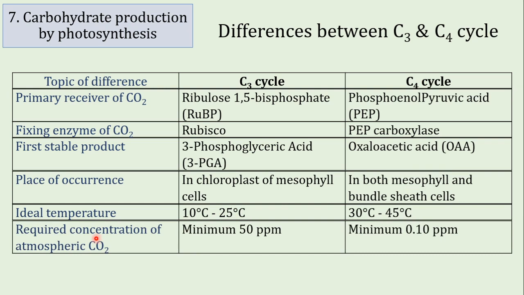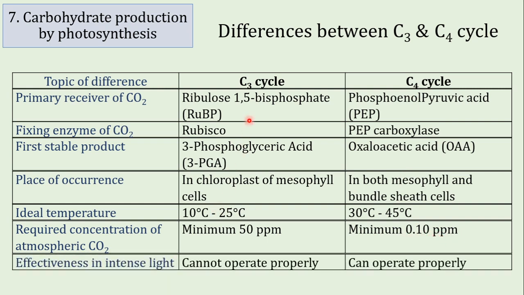The minimum carbon dioxide concentration to operate the C3 cycle is 50 ppm, parts per million, while the C4 cycle can run even at very low concentration. The C4 cycle can run at minimum 0.1 ppm concentration. And C3 cycle is not effective to operate in intense light. C3 cycle cannot operate at intense light or extreme temperature, while the C4 cycle can operate very well, efficiently, in intense light or at intense temperature.